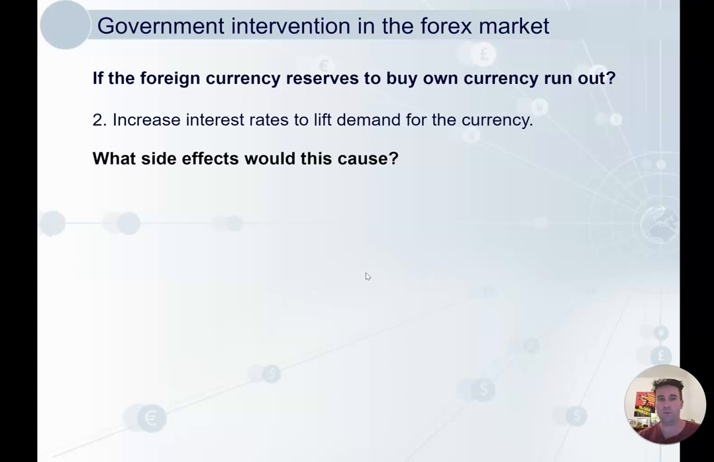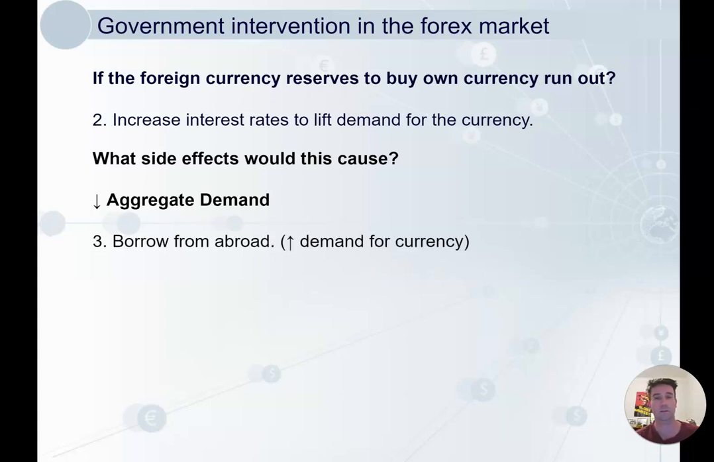That has its problems, of course. So what side effects would this cause? Well, we're going to decrease our aggregate demand. We know this. We know this is essentially monetary policy, isn't it? It's going to decrease aggregate demand, less consumption, less investment.